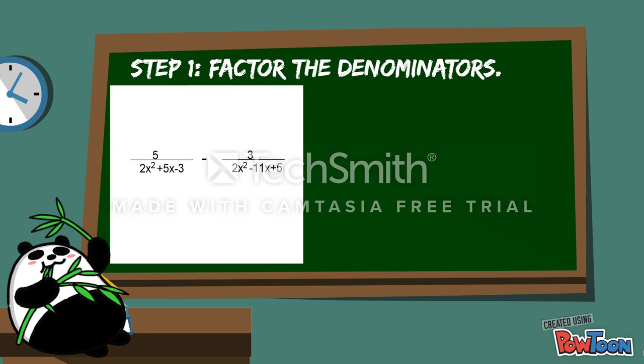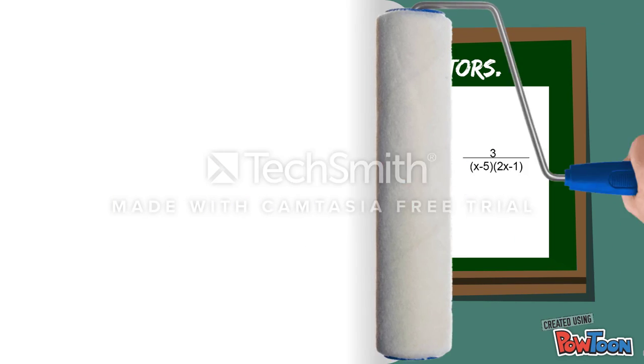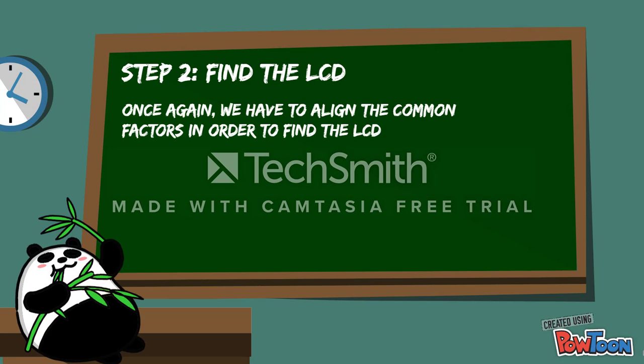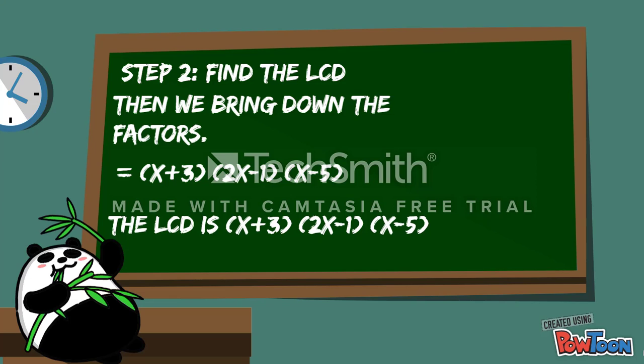The first step is to factor the denominators. As you can see, the denominators are general trinomials in which a is not equal to 1. So if you factor this, the outcome will be 5 over x plus 3 times 2x minus 1 subtracted to 3 over x minus 5 times 2x minus 1. The second step is to find the LCD. Once again, we have to align the common factors in order to find the LCD, and the outcome will be this. After that, we bring down the factors, and that leads us to x plus 3 times 2x minus 1 times x minus 5. That is the LCD.